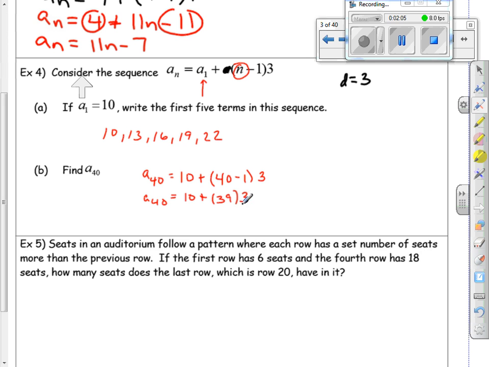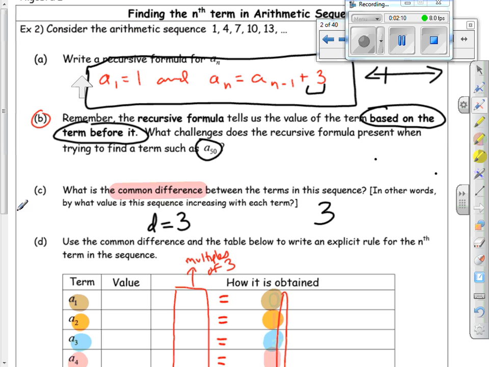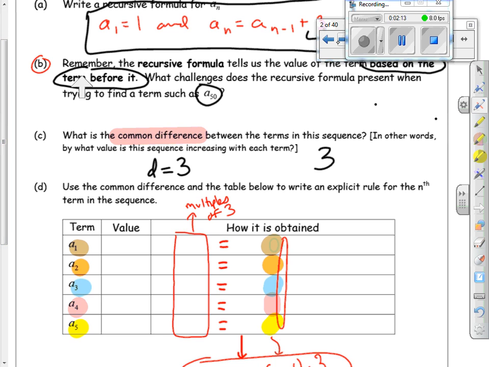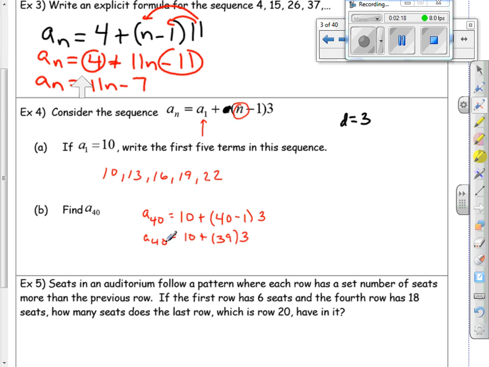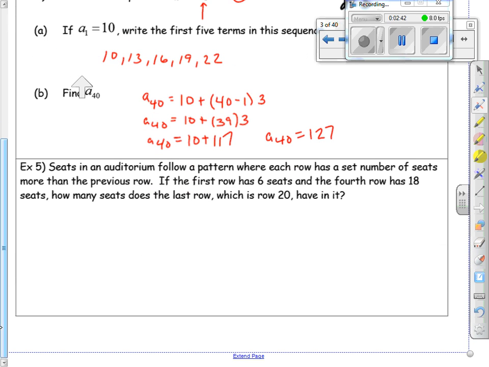Now this makes sense from class because remember, when we made our table, the number that we multiplied by was always 1 less than the step number. So if our step number is 40, we're going to multiply by 39. We simplify this further by multiplying 39 times 3, get 117, and add the first term, 10. So its answer is 127. Let's look at example 5.